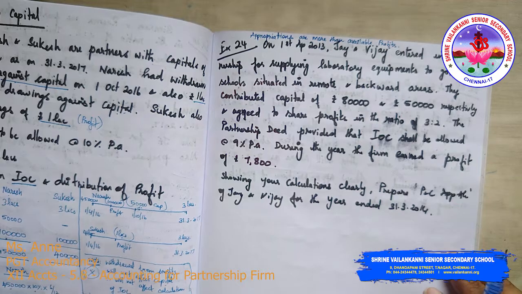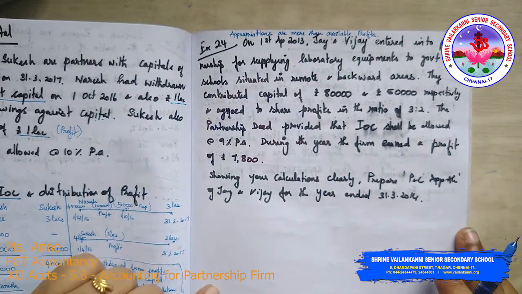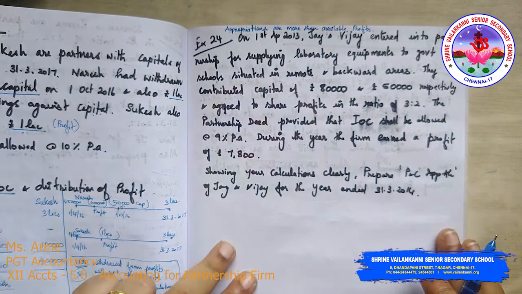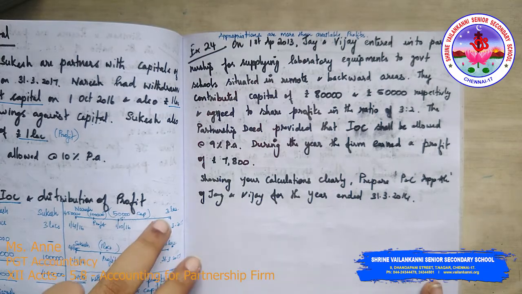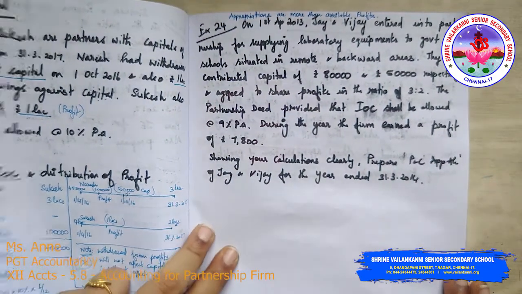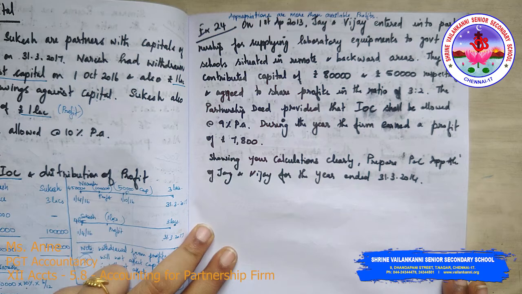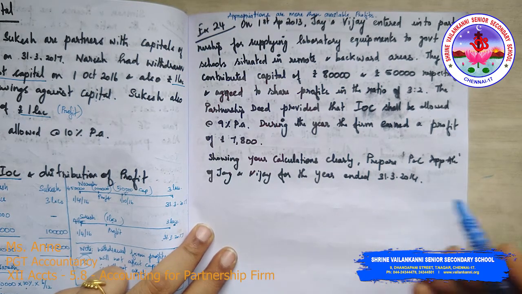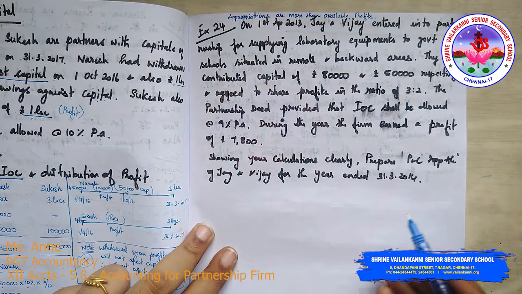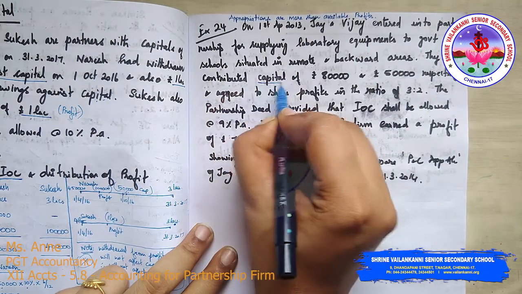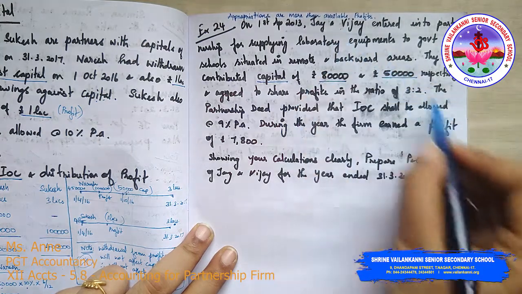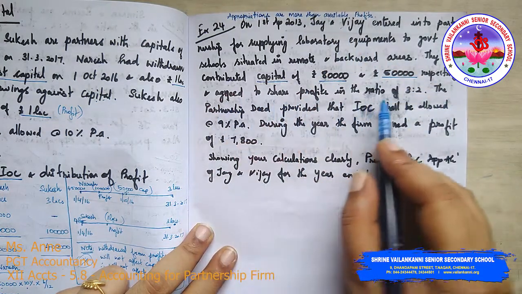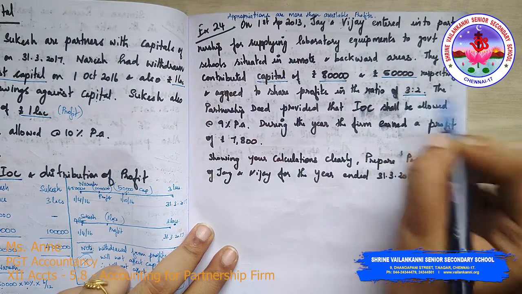So after knowing this information, I want you to go through this particular problem. On 1st April 2013, Jay and Vijay entered into partnership for supplying laboratory equipment to government schools situated in remote and backward areas. They contributed capital of rupees 80,000 and 50,000. Jay contributed 80,000 and Vijay contributed 50,000, and agreed to share profits in the ratio of 3:2. So they have given the profit sharing ratio.